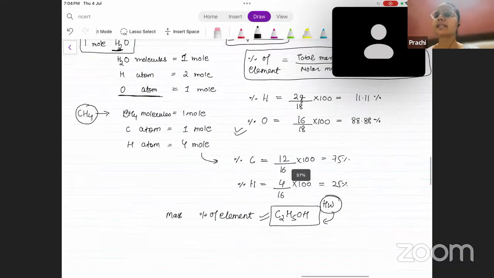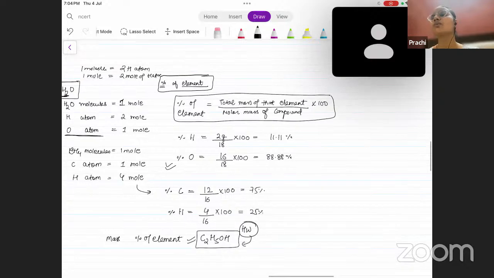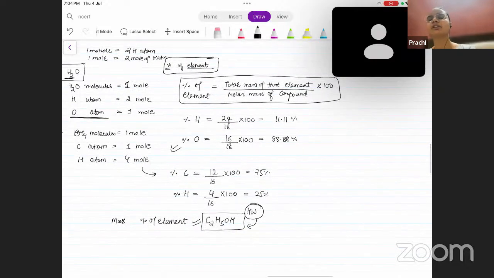If the percentage of elements topic is clear to you, type yes, and then we will move on to the empirical and the molecular formula. Once we know how to calculate the percentage of elements, then obviously we can have a question based on the percentage of elements, and from there we will have to find out the empirical and the molecular formula. If this is clear to you, type yes, and if there is any doubt, you can ask me.